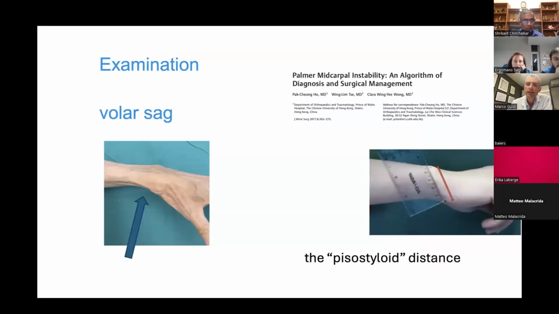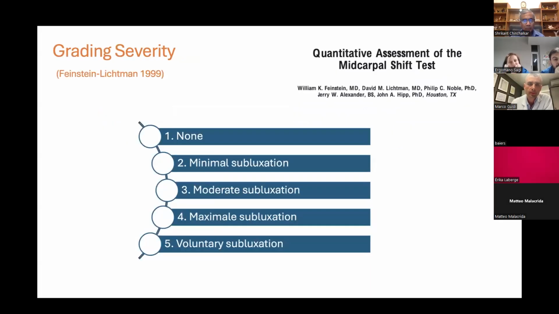Then, as my colleague said, volar sag is important. We have a subluxation of the wrist, and Pisotriquetral... published this distance, the pisostyloid distance, that is really useful to measure. Sometimes it's more clear. I love the drawings and video of Shrikant of these two lines, but in the coronal view. And we have different ways to understand this palmar subluxation. And of course, this is one way.